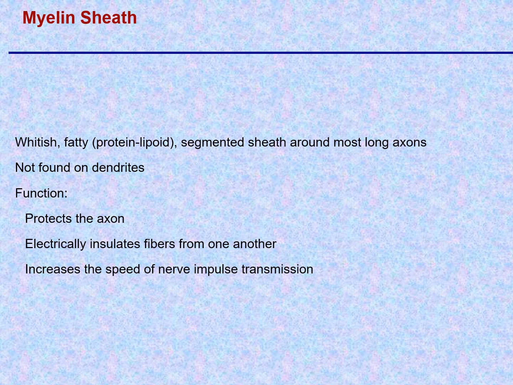It completely insulates it. Ions can only move in and out of the membrane at the nodes of Ranvier. And for that reason, and I'll explain it more later, it dramatically increases the speed of a nerve signal or a nerve impulse transmitting down the axon towards the axon terminals. The myelination with Schwann cells will very much increase nerve impulse transmission.